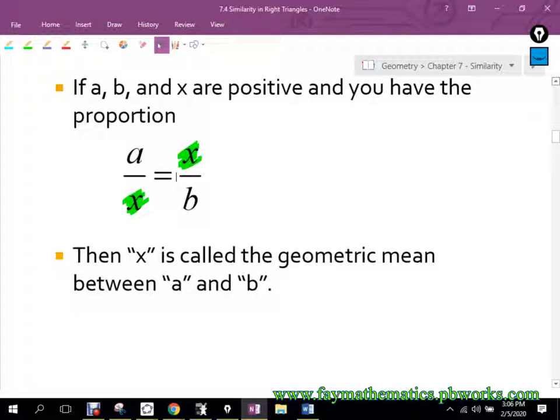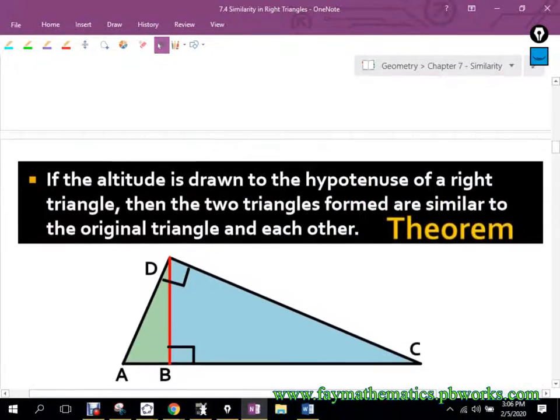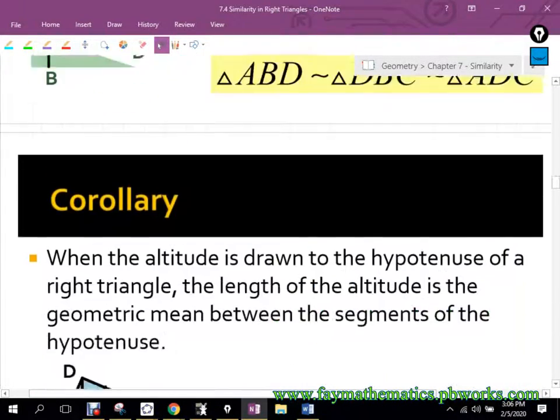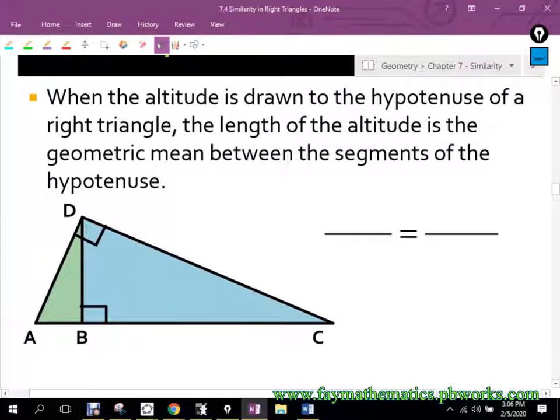So X is called the geometric mean between A and B. All right? Why do we have to talk about that? Because we're going to see a theorem here, it's actually a corollary, that uses that phrase. I'll skip some stuff that we already kind of know. If I introduce this without discussing what a geometric mean is, you're going to have absolutely no idea what we're talking about, right? There's a lot of vocabulary in here. Altitude, hypotenuse, geometric mean. There's a lot of stuff there that if we don't know any one of them, we're not going to be able to apply this theorem and use it.